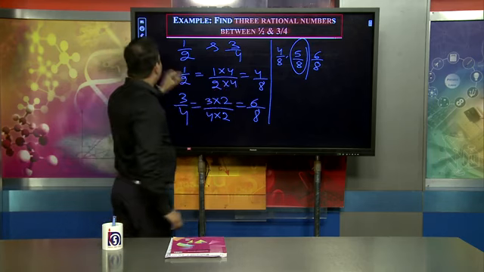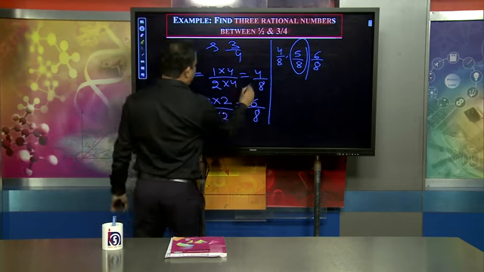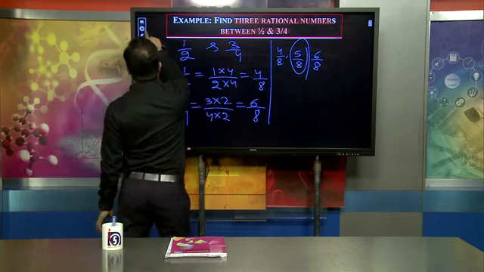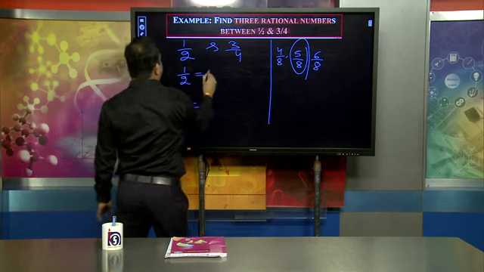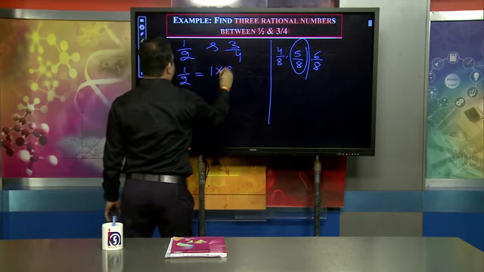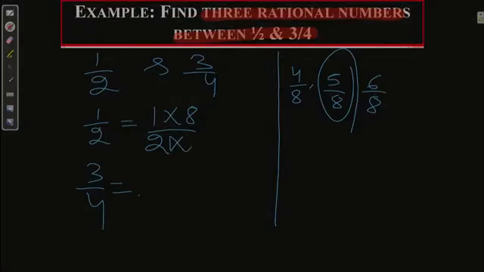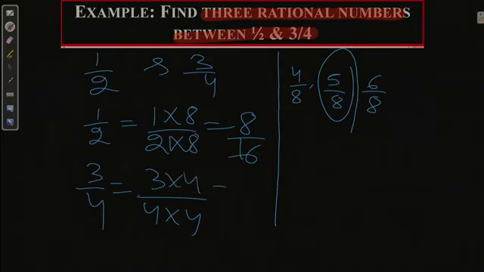Again I can write 1 into 8 divided by 2 into 8. So you will get 8 by 16. Again 3 by 4, I can write 3 into 4 over 4 into 4, which is equal to 12 by 16.